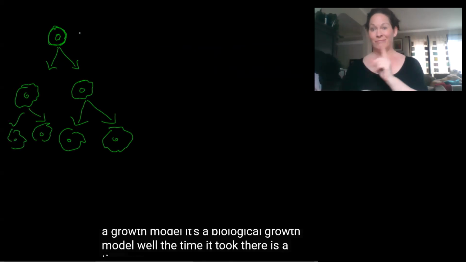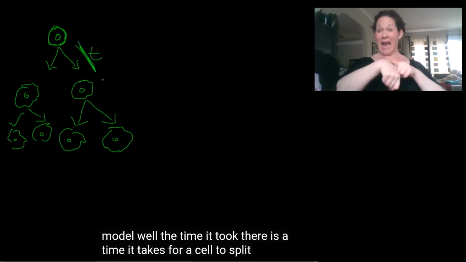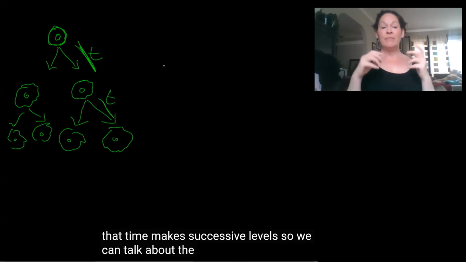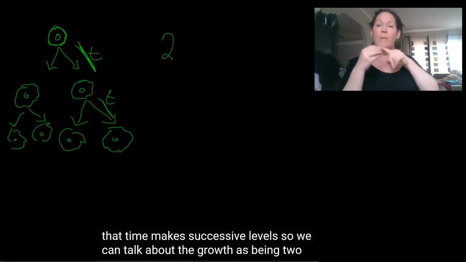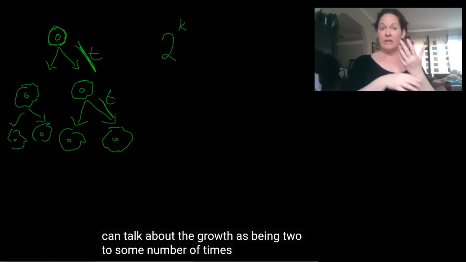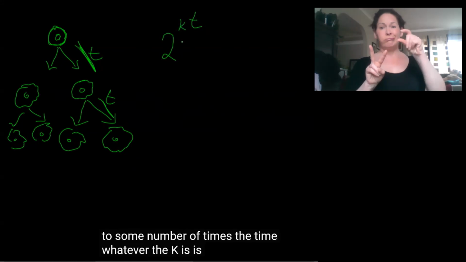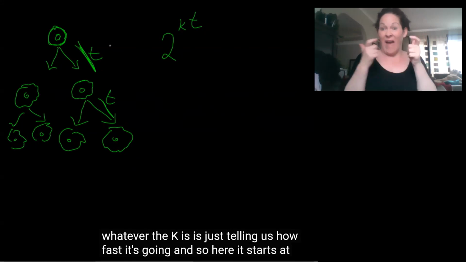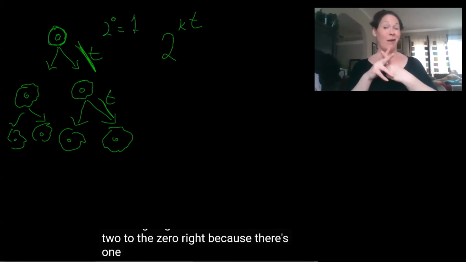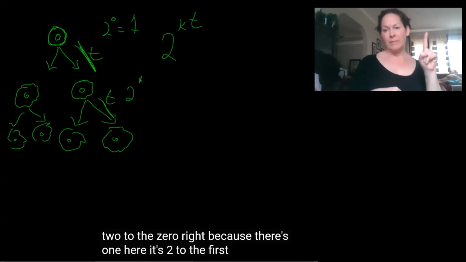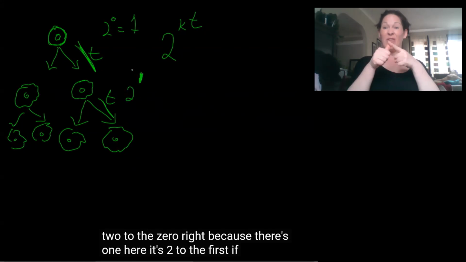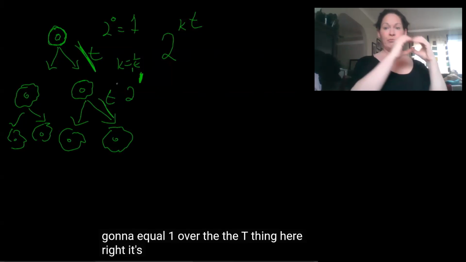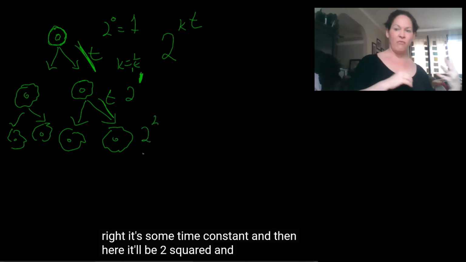Well, there's a time it takes for a cell to split, and that time makes successive levels. So we can talk about the growth as being 2 to some number times the time. Whatever the k is just telling us how fast it's going. And so here it starts at 2 to the 0, because there's 1. Here it's 2 to the first, if k is going to equal 1 over the t thing here. It's some time constant. And then here it'll be 2 squared, and so on.